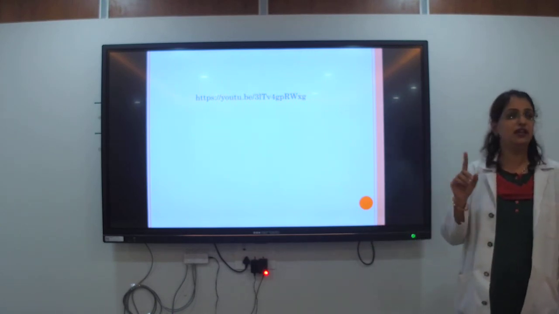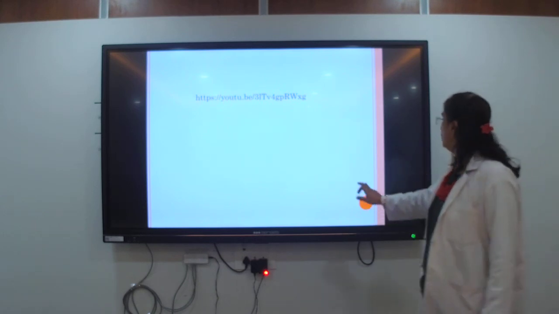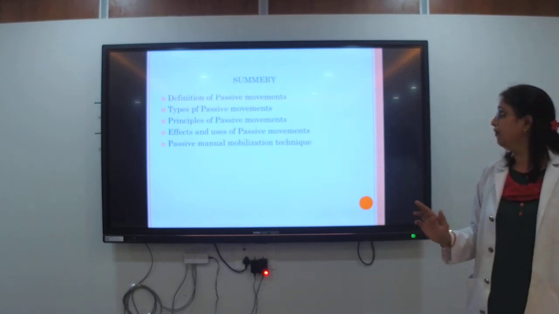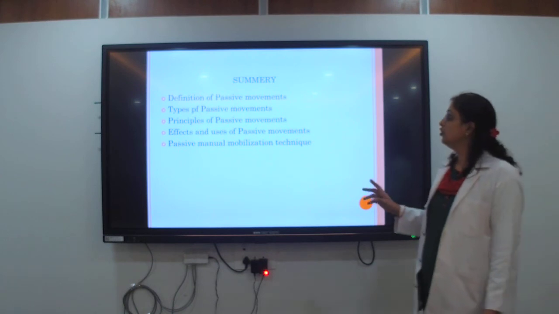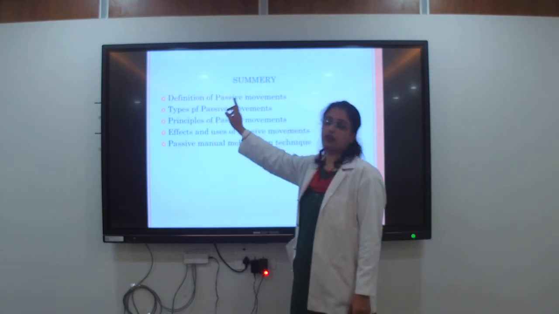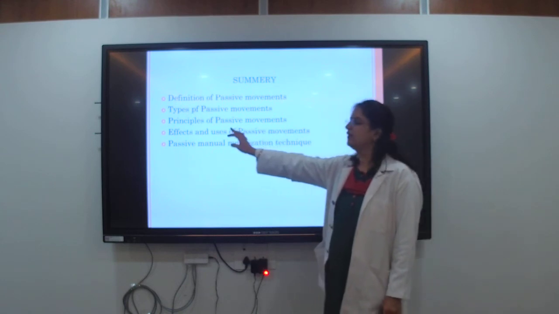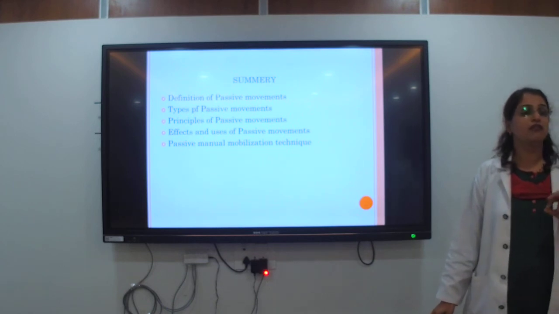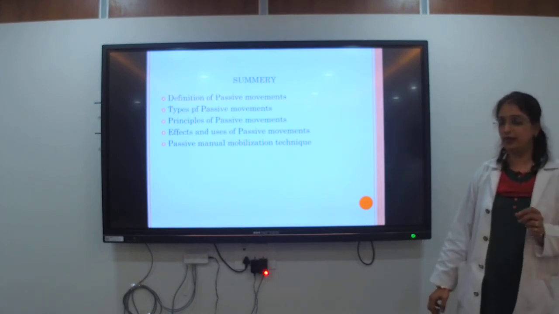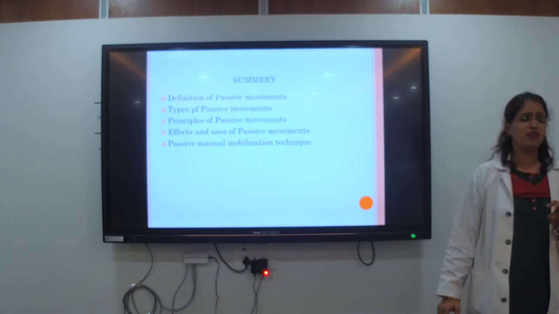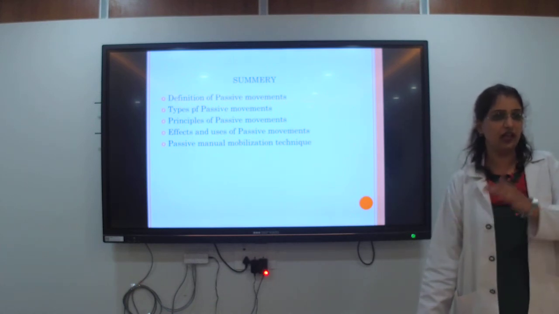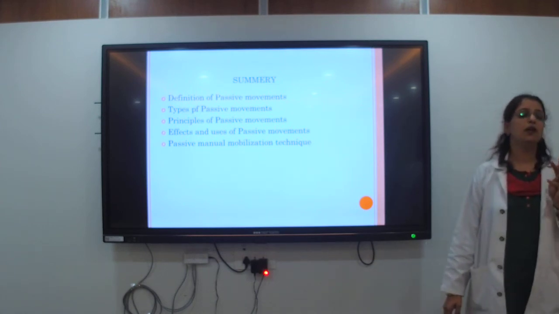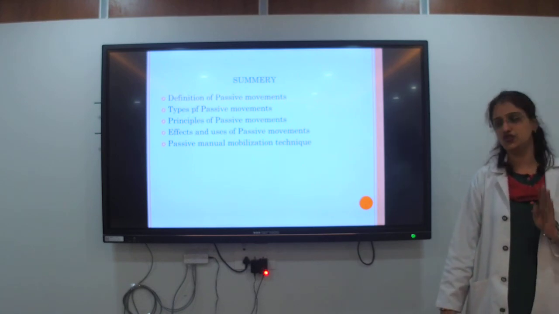First, we have seen the types of passive movement. At the end of this session, you have seen the definition of passive movement. Then we have seen the types of passive movement. First is relaxed passive movement with accessory movements. Second type is passive manual mobilization technique. In that also 3 techniques are there. First is mobilization of joint, second one is manipulation of joint, and third is sustained stretching.